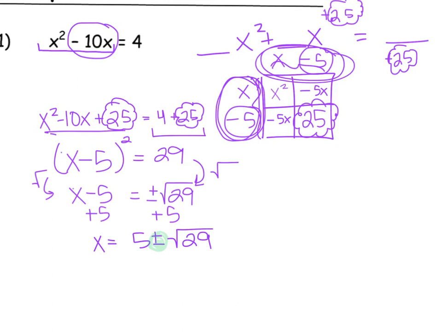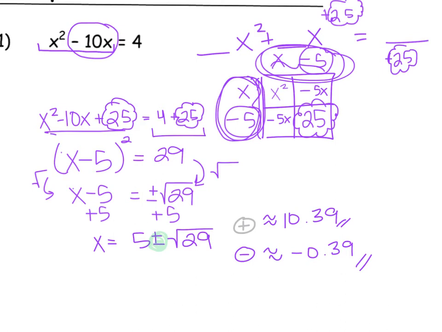And in this case, if we use the plus, we get 5 plus the square root of 29, and if you plug that in your calculator, that's 10.39. And if you plug in the 5 minus the square root of 29, you get approximately negative 0.39. As always, if you'd like to plug your solutions back in and make sure that they make the equation true, you are welcome to. Just keep in mind that we rounded these, so the answer will be a little bit off.